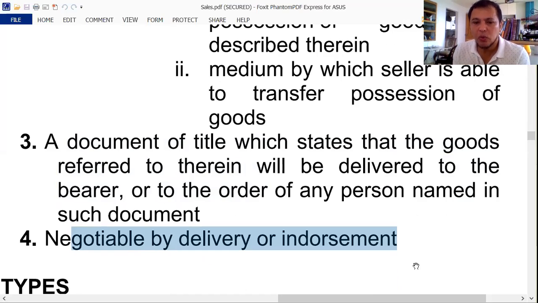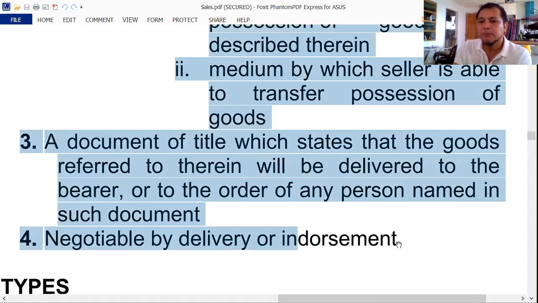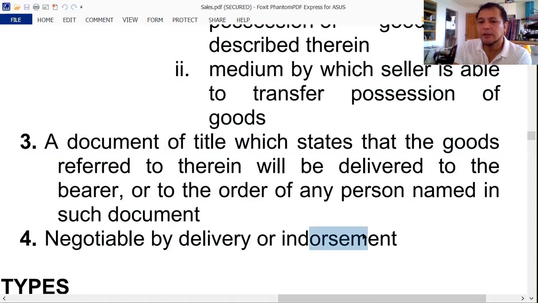there's no name stated, so whoever, oh, there's no name in this warehouse receipt, so okay, we can write my name. So that is negotiable by delivery. But if there's a specific name stated in the warehouse receipt, like "deliver to Juan de la Cruz," then Juan de la Cruz is now the holder. So he will now endorse it to Maria Clara. Just write on the document "negotiated by endorsement to Maria Clara, signed Juan de la Cruz." So the document is now transferred to Maria Clara by way of endorsement plus delivery.